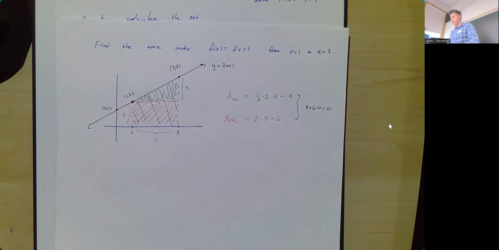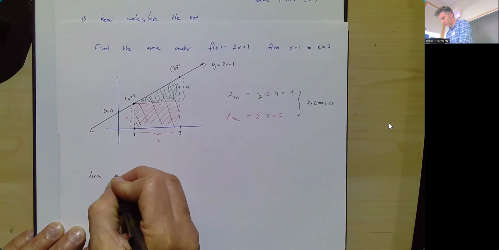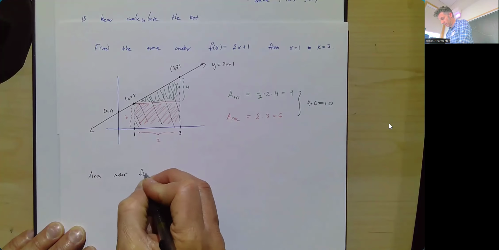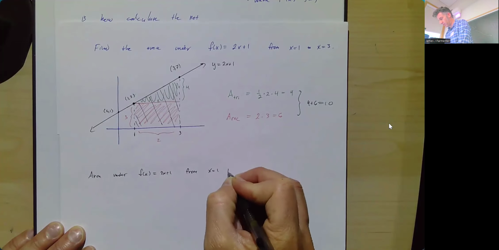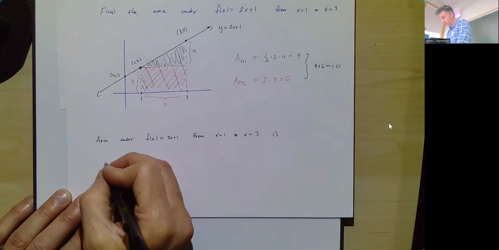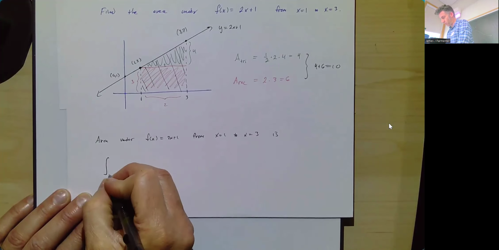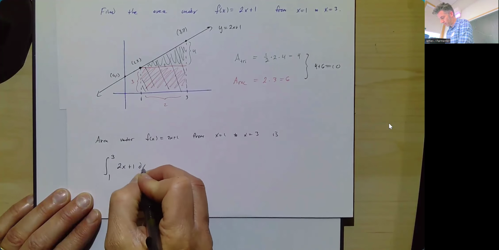We could instead say, I want to find the area under the curve. So the area under f of x equal to 2x plus 1 from x equals 1 to x equals 3 can also be found by doing the definite integral from 1 to 3 of 2x plus 1.